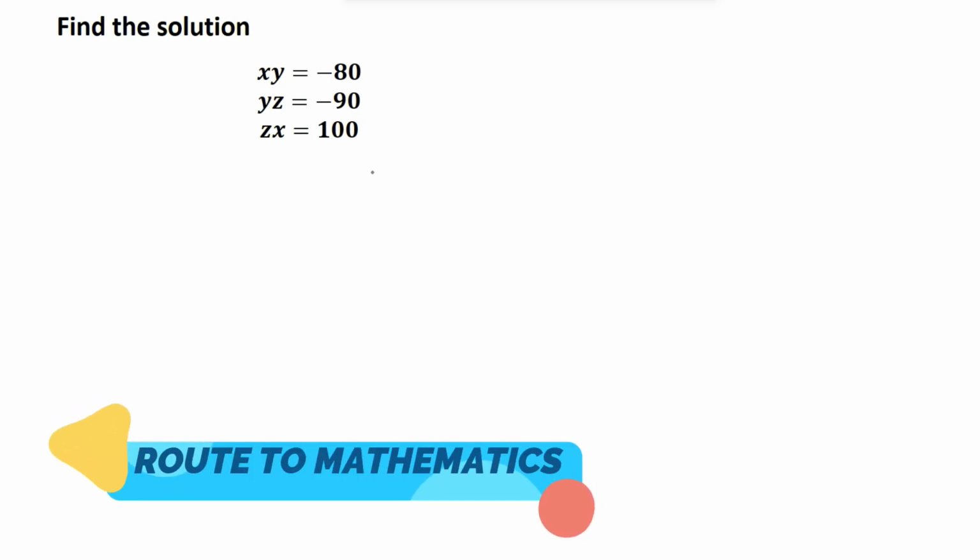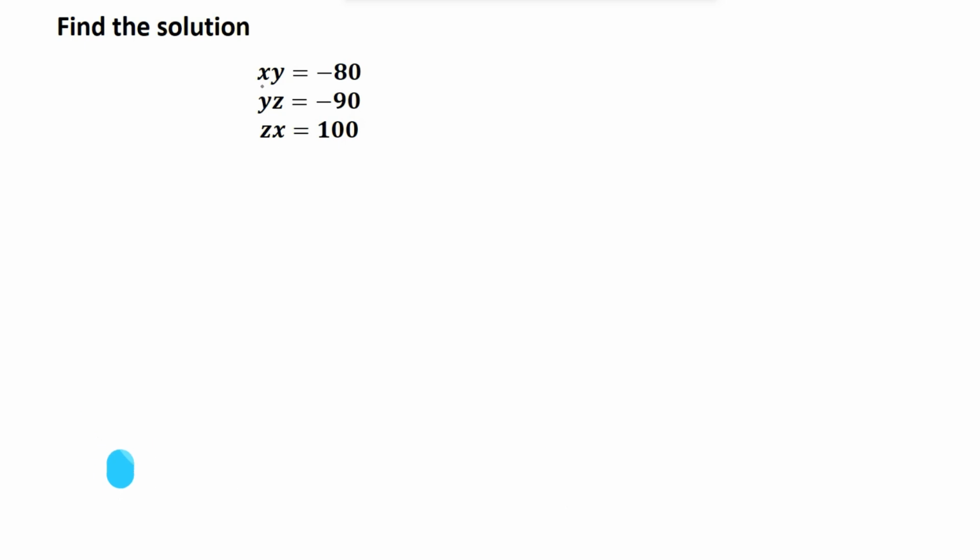In today's video, we are going to solve this interesting problem. Here we are given xy equals minus 80, yz equals minus 90 and zx equals 100, and we need to find the solution for x, y, z. Okay, so let's start solving.